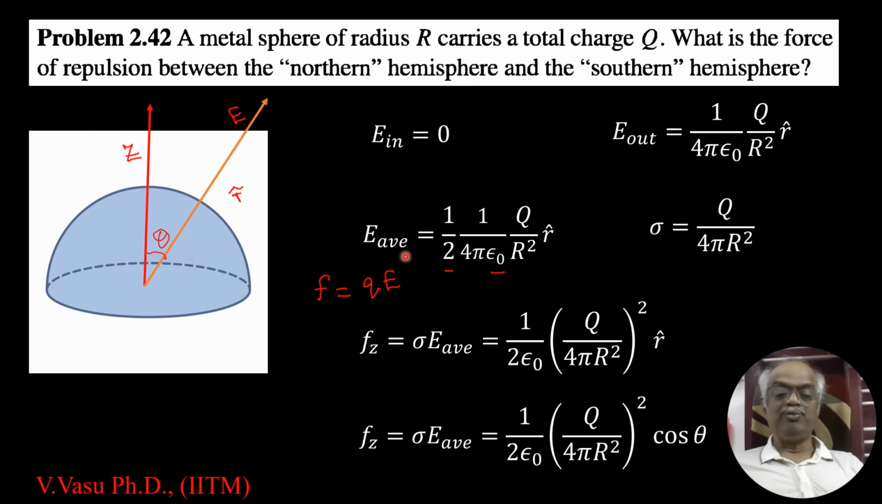Now we have to find the force along this z direction. So that is z hat multiplied by r hat, both unit vectors: the unit vector along the z direction and the unit vector along the r direction. This is equal to cos theta, since this angle is theta. So force per unit area is equal to sigma times E average, which is equal to 1 over 2 epsilon naught, Q divided by 4 pi R squared, whole squared, times z hat dot r hat, which is cos theta. Then we will move further.